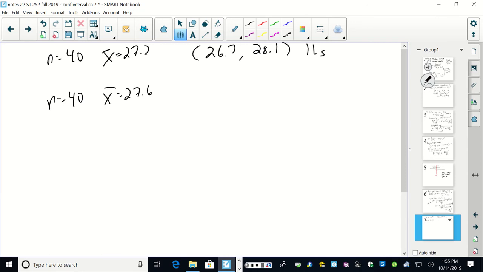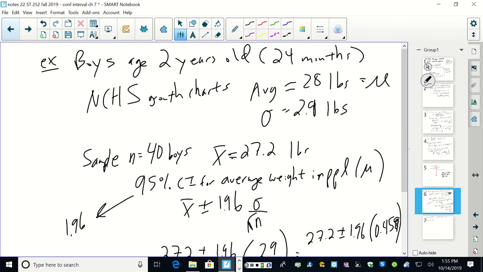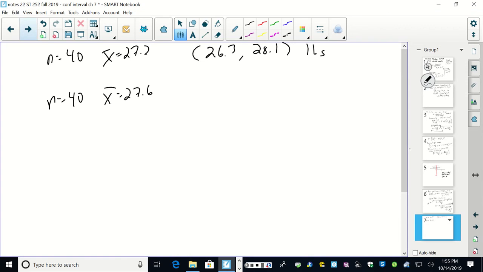Is it clear how the interval would change? If the sample mean had been higher, we just do, it's still x bar plus or minus the same thing, 0.9. Everything's scooted up a little bit, right? So it's 26.7 to 28.9 pounds. Again, that's good. 28's in there.